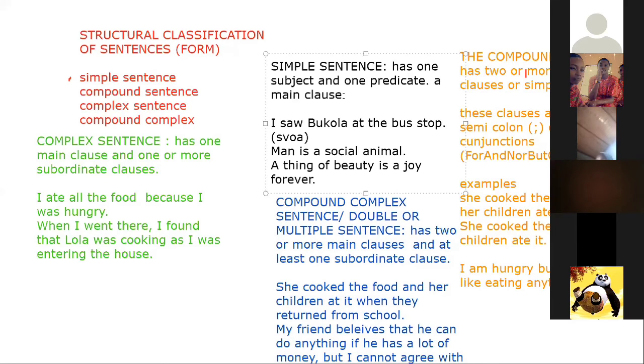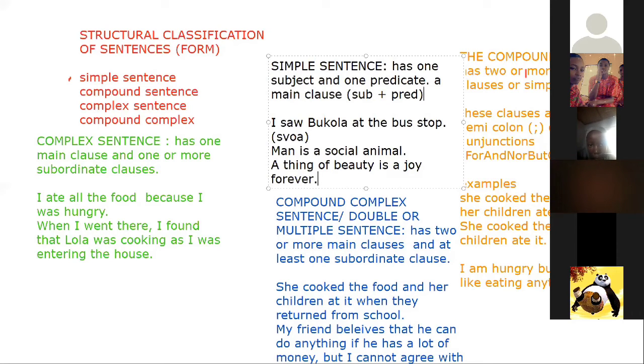For the simple sentence, I'm going to give a formula. It's just made up of subject, S, plus what? Plus predicate. That's going to give you a simple sentence. Subject plus what? Predicate. That is a formula. Do you get that?